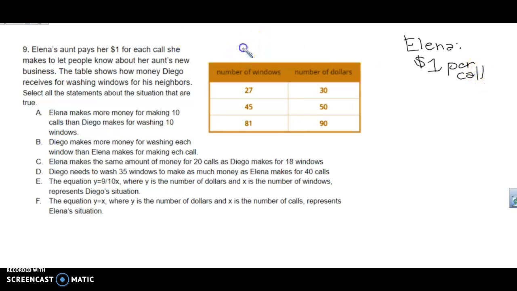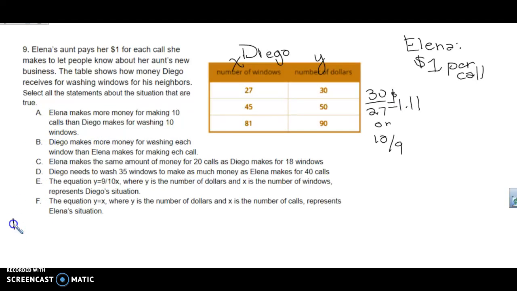And then the table is giving us the information about Diego. So to figure out how much money Diego makes, we need to take the y values and divide them by the x. So if we do 30 divided by 27, we get 1.11, or as a fraction, 10 over 9. So this is telling us that he makes $1.11 per window that he washes. And we want to compare these two and select the statements that are true.